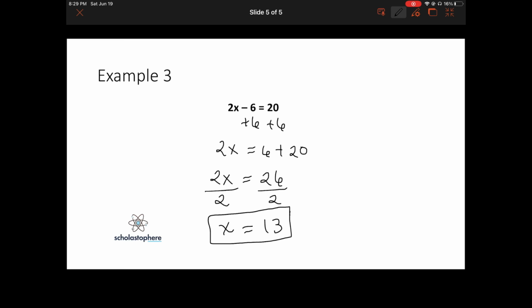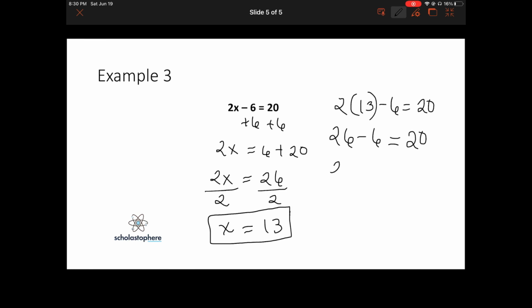So what we're going to do is take 2, where you see an x, put the answer 13. It should look something like this: 2 parentheses 13, close the parentheses, minus 6 equals 20. So 2 times 13 gives us 26. Bring down a negative 6, the equal sign, and a 20. 26 minus 6 gives us 20, and set that equal to 20. So 20 equals 20, meaning that the answer that we got for x is correct.